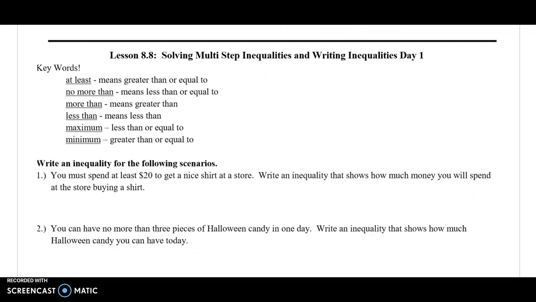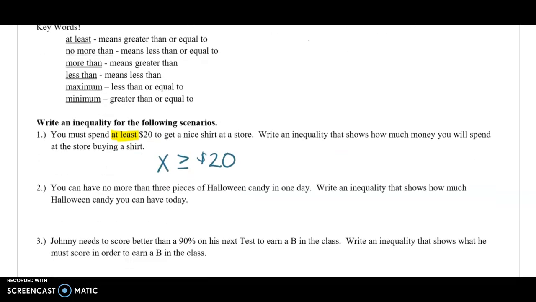So looking at the first one, we're just writing inequalities here. There's no solving that's going on. It says you must spend at least $20 to get a nice shirt at a store. Write an inequality that shows how much money you are able to spend. At least, if you look up at your keywords, matches with greater than or equal to. So we'll always use any variable. You guys know I like to use x. So x is greater than or equal to $20. At least meant greater than or equal to, so once you recognize that, you can put that symbol in there.